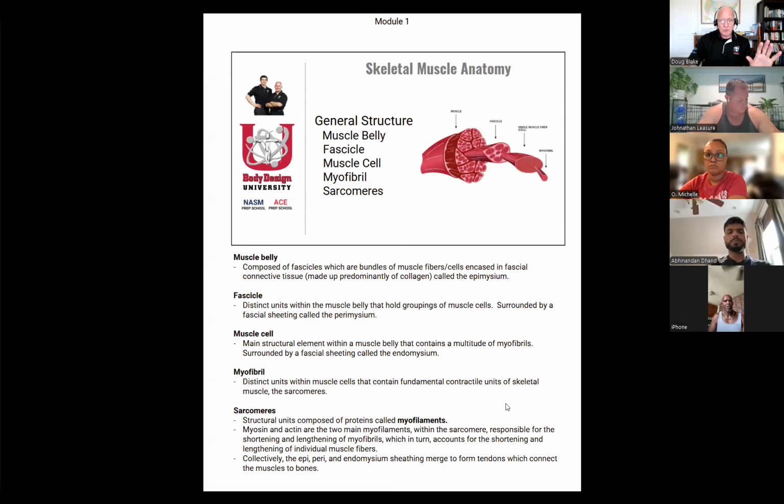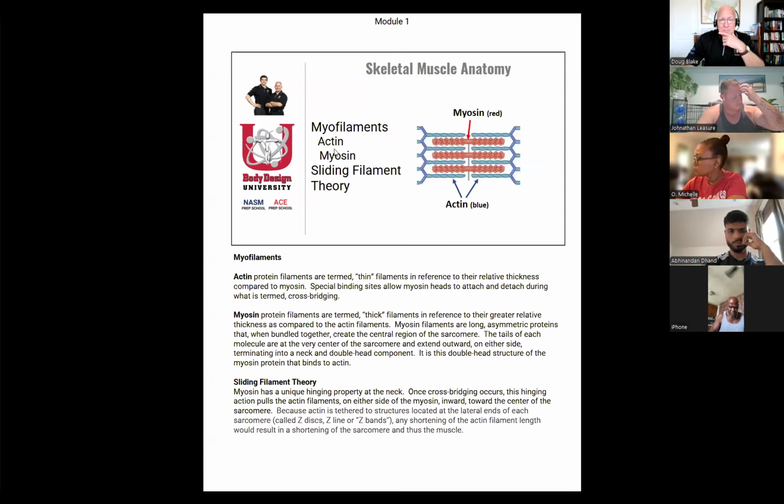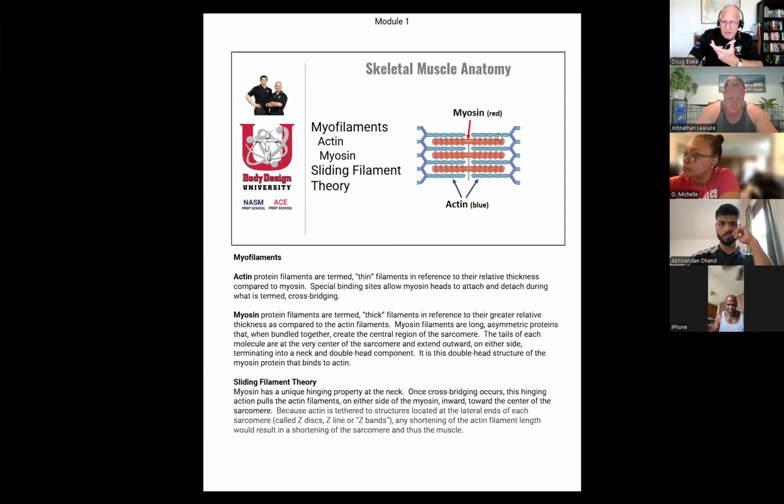Myosin and actin are the two main myofilaments. Okay. Next slide. The actin and the myosin are going to define, now watch this, on either side of these two protein contractile filaments, what we call the sarcomere. That makes sense? Okay. Actin filaments are also termed thin filaments in reference to their being relatively thin compared to the myosin. Okay. They have what are known as binding sites.